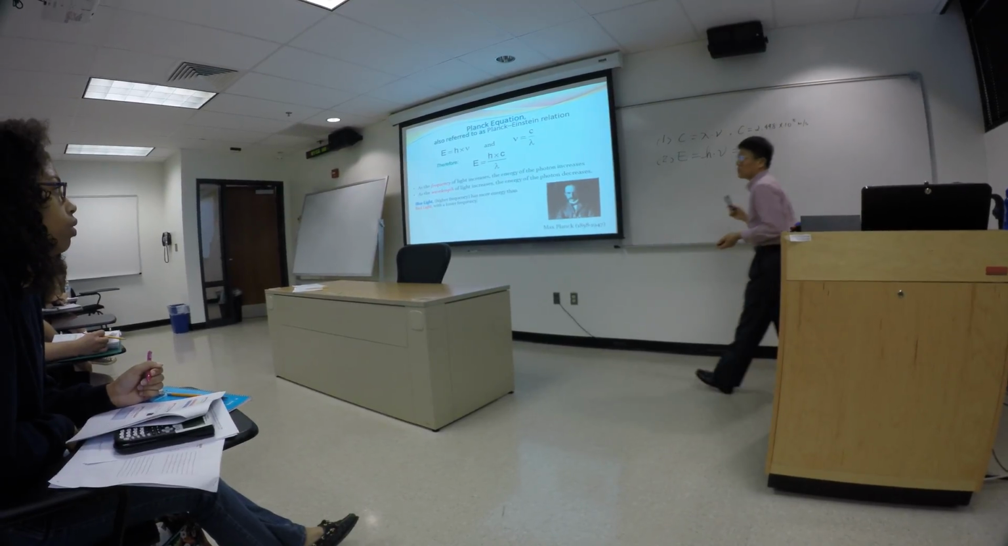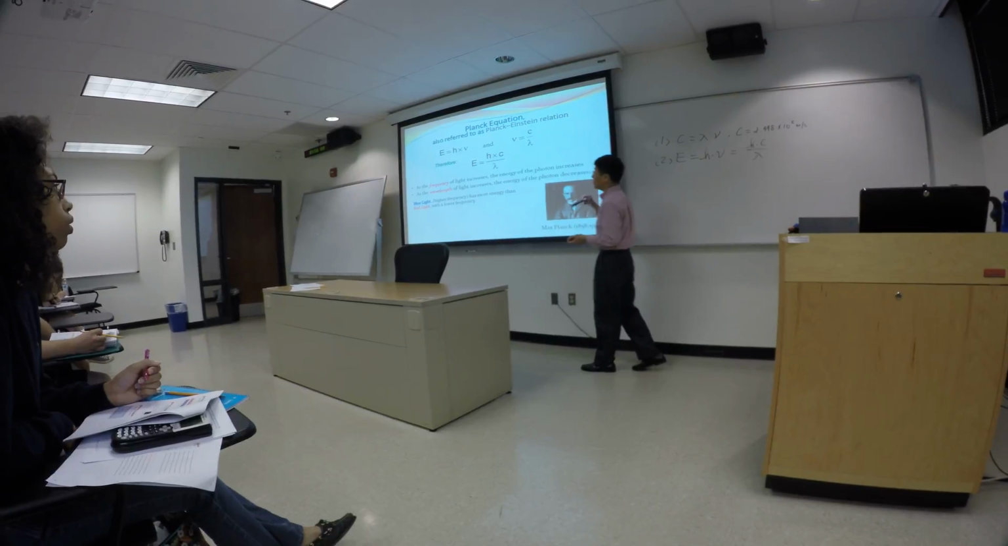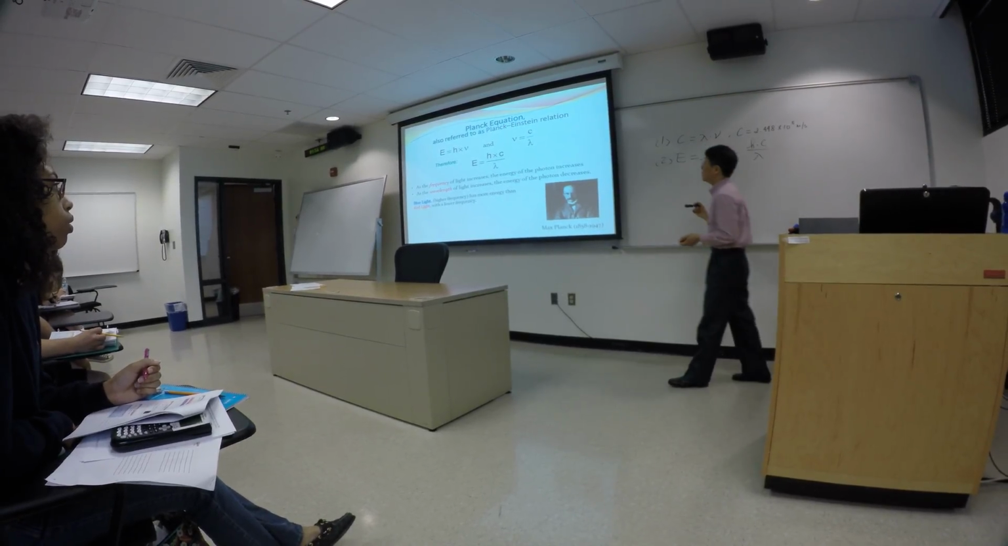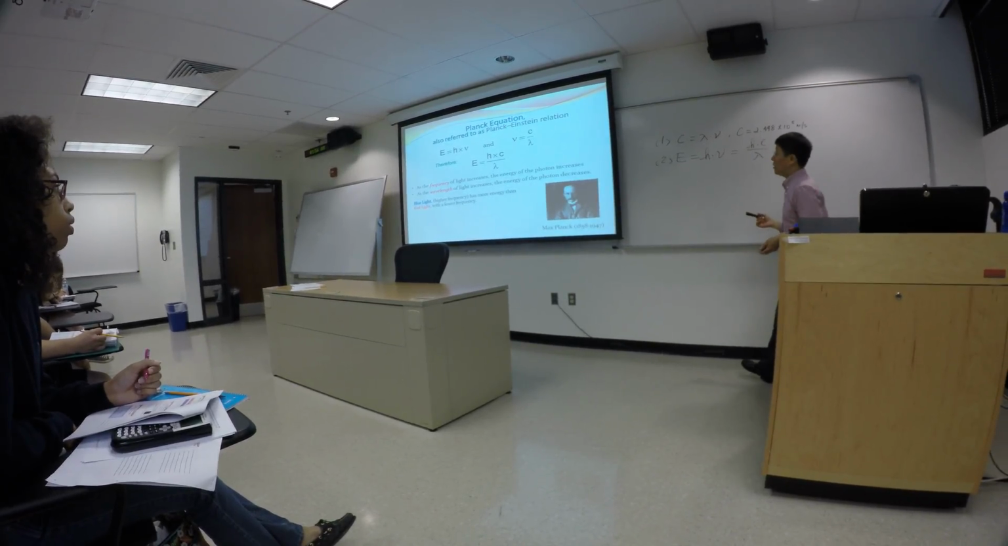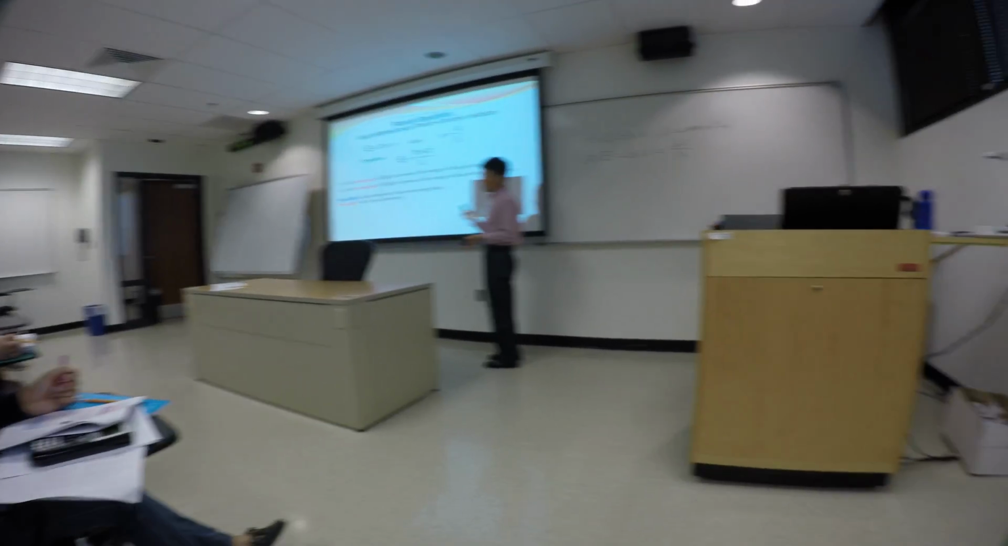So as the frequency of the light increases, the energy of the photon increases. As the wavelength of the light increases, the energy of the photon decreases. And in this case, the blue light with a higher frequency has more energy than red light.